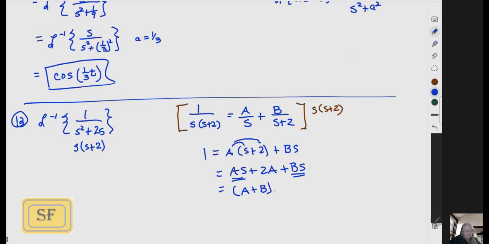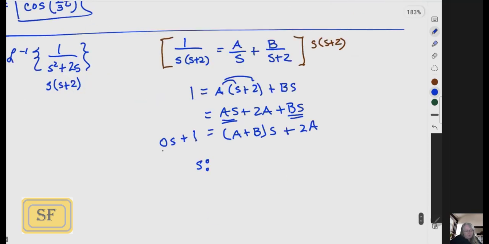Factoring out the s gives me a plus b times s, and then I have 2a. That's equal to 1. I'm going to put an s term there. It's going to give me 0s plus 1 is equal to a plus b times s plus 2a. So I know that my s coefficients have to match up for this to be true, and that tells me that 0 is equal to a plus b. And then my constant terms also have to match up, and that gives me 1 is equal to 2a.